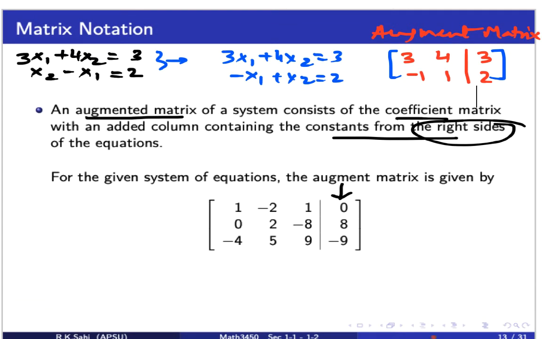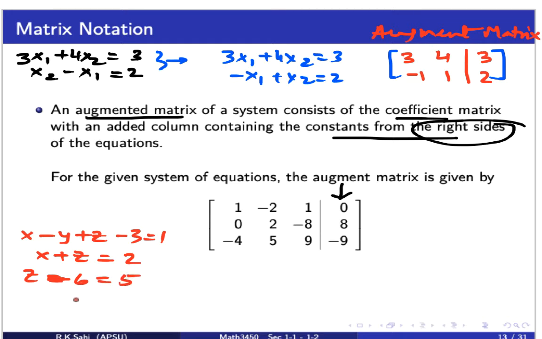I have them for you on the next slide. Okay, so suppose I have a system like this: x minus y plus z minus 3 equals 1, x plus z equals 2, and z minus 6 equals 5. Can you write an augmented matrix? Notice sometimes constants are on the left-hand side, so you have to write it in the proper form, with constant terms on the right-hand side. I write this as x minus y plus z equals 1, and I move the constants over: 1 plus 3 is 4.